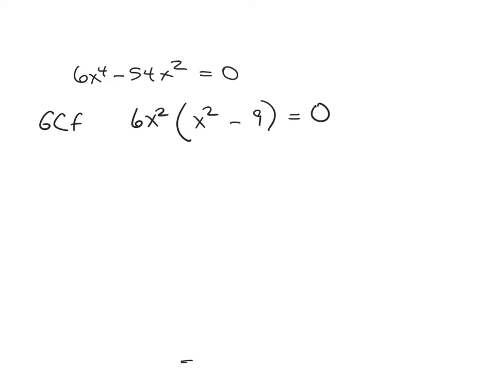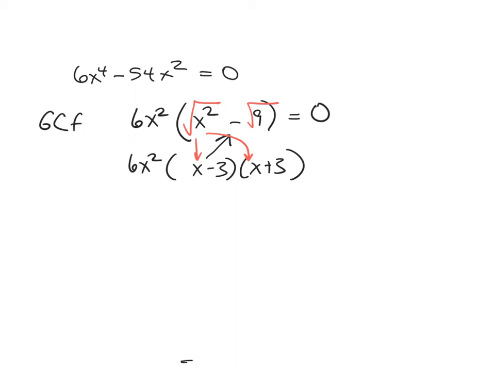Once I have factored out a GCF, this part right here will factor further. That's actually a difference of perfect squares. So that in parentheses is going to factor into x minus 3 and x plus 3. How you get that is you square root x squared, and that gives you an x here and an x here. And you square root 9, and that gives you the 3 here and the 3 here, and one's a plus and one's a minus always with difference of perfect squares.